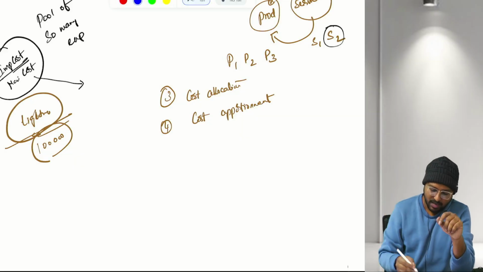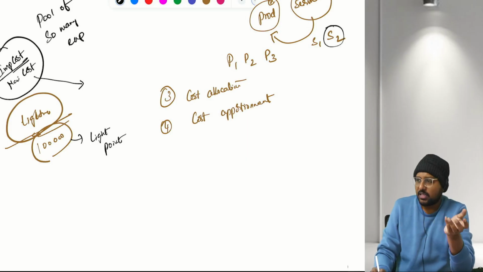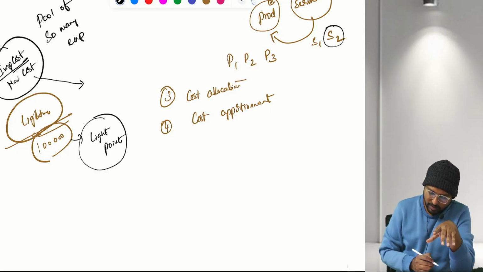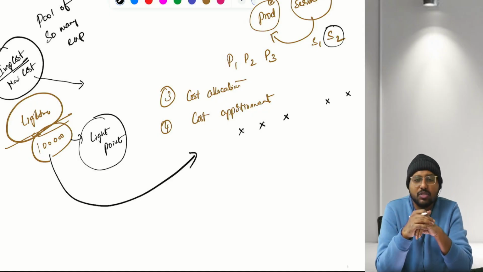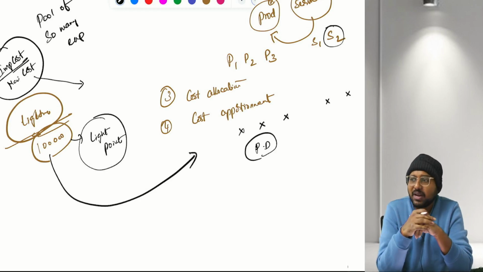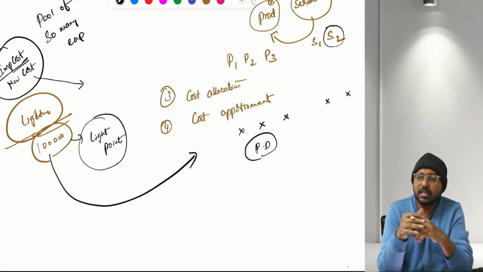So now I'll find a suitable basis. What is a suitable basis in this case? Light points. It could be anything else as well, but right now let's say it is the number of light points. On the basis of the number of light points, this 1 lakh will be apportioned to P1, P2, P3, S1, S2. This we call apportionment. To be even more precise, this step is called PD, primary distribution. What we are doing is apportionment only, but to be very specific, we call it primary distribution.